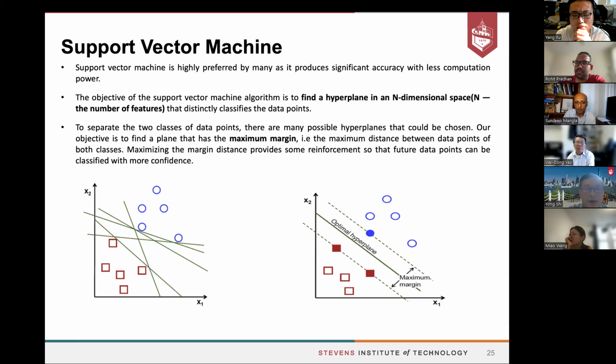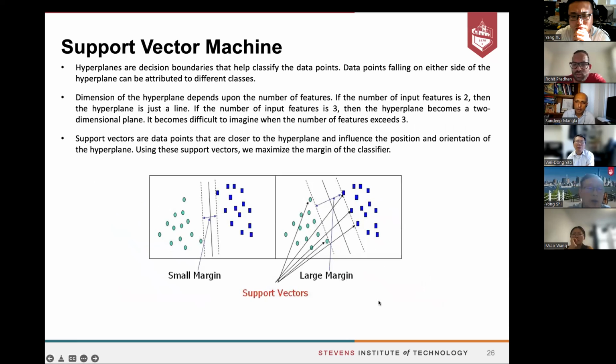So what is the vector machine here? Okay, in the next slide. So vectors are these points which are on the margin. This line will be our hyperplane, right? And the two bounds of the margin are on either side of the hyperplane. So support vectors are these points. For this class, this will be 1 and 2, and for this class, these three will be the support vectors.